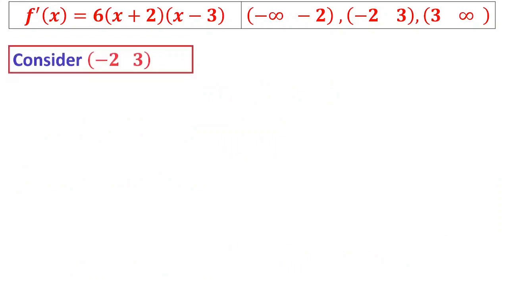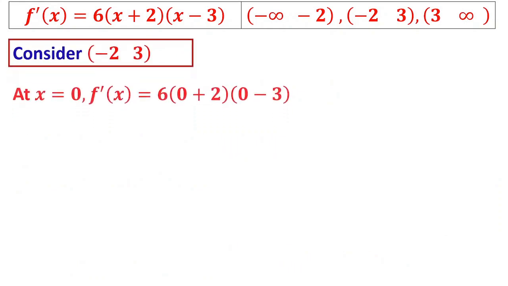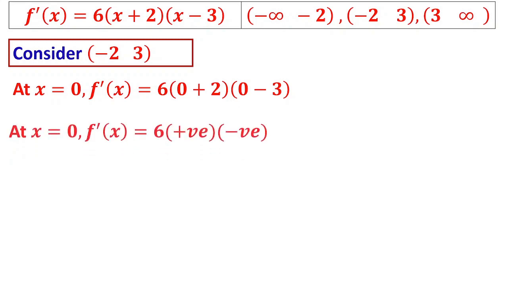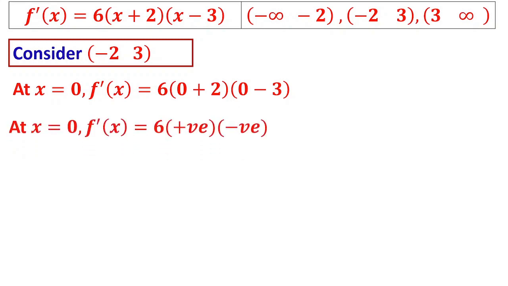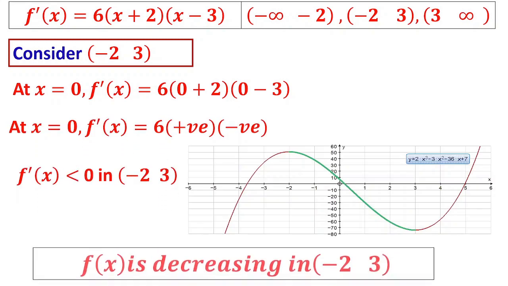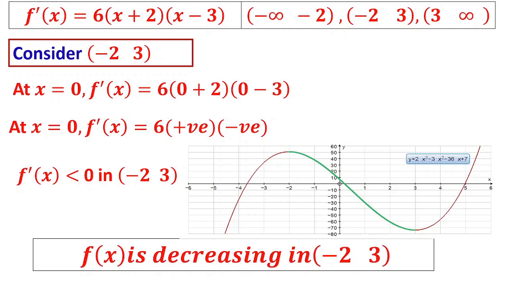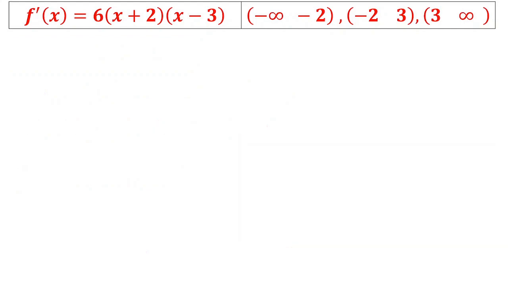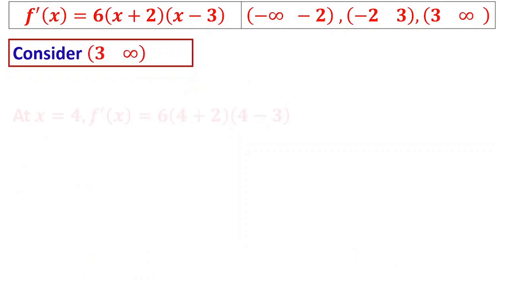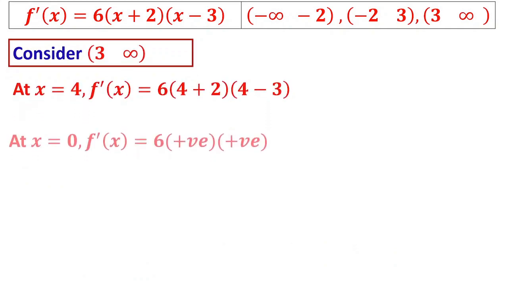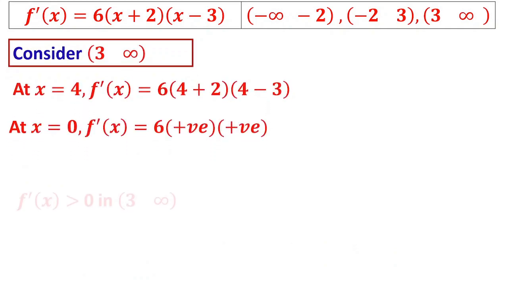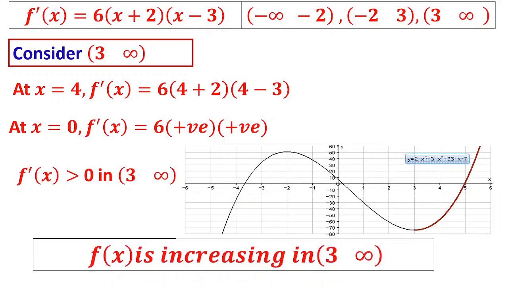Let us take the other one, minus 2 to 3. A convenient number is 0 for you. Therefore when I put 0 it is 0 plus 2 positive, 0 minus 3 negative. Therefore I am getting less than 0. Now it is decreasing. In the graph also it is coming down. And again 3 to infinity, you take a convenient point 4. 4 plus 2 positive, 4 minus 3 is also positive. Therefore it is greater than 0. From 3 to infinity it is increasing.